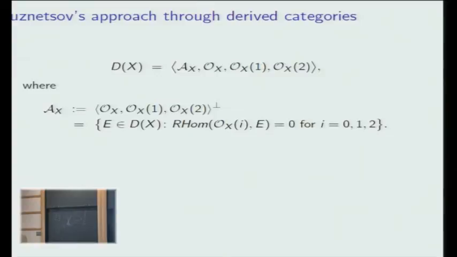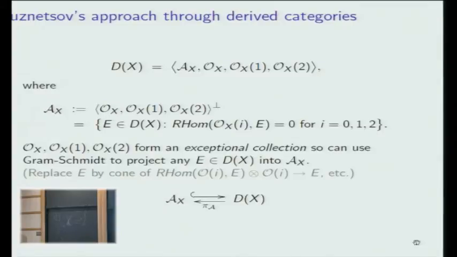So Kuznetsov starts, if you know Kuznetsov, you won't be surprised, with a semi-orthogonal decomposition, or an exceptional collection. So he starts with these three line bundles. They form an exceptional collection on a cubic fourfold. And he takes their right orthogonal, and this is called A_X. Okay, so this is an admissible subcategory, you could do this with any category, but you wouldn't get anything sensible. But this is admissible because there's a projection back, an adjoint to this inclusion. So by just the Gram-Schmidt process.